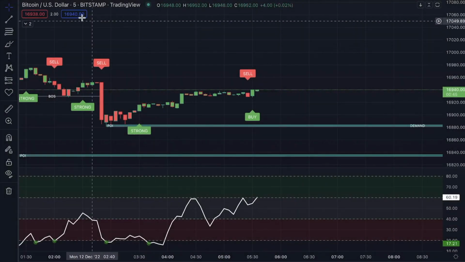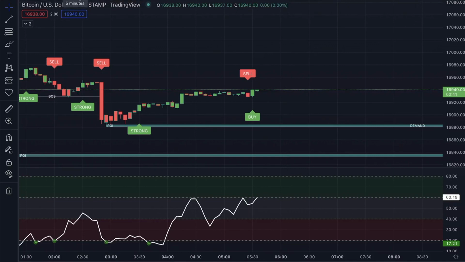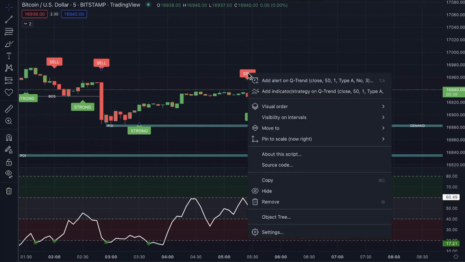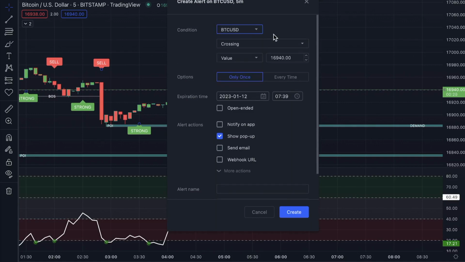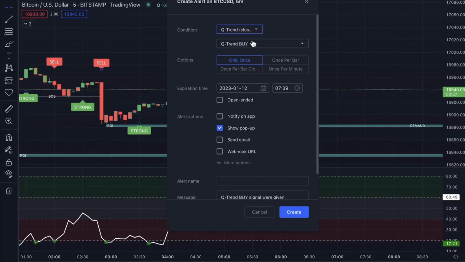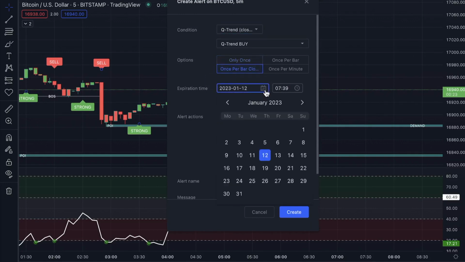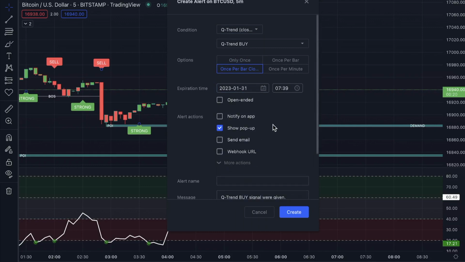So, in TradingView, make sure you're on a pair that you want to follow, in this case BTCUSD. All you need to do is on the Q trend indicator, right click on either the sell or buy signal and select create alert. We will then leave the condition to Q trend and leave it on Q trend buy for now. Next, change the trigger to once per candle close and set the expiration date. Note that in order to make this alert continue forever, you will need to upgrade to the premium plan. Alternatively, just come back to TradingView and extend the closing date when it expires.